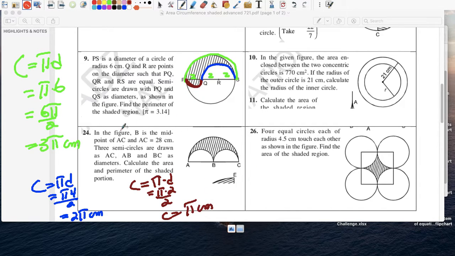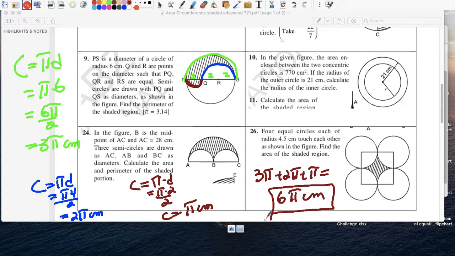So now all we've got to do is add 3 pi plus 2 pi plus pi. It's like adding 3x plus 2x plus x. So 3 pi plus 2 pi plus pi equals 6 pi centimeters. So that is the distance that you would walk with your dog. Again, what did you just do? You took the circumference of 3 circles, C equals pi d, 3 times, and you divided each one by 2, and then added them.